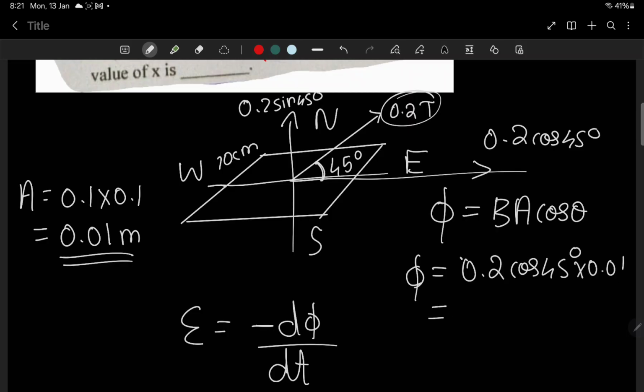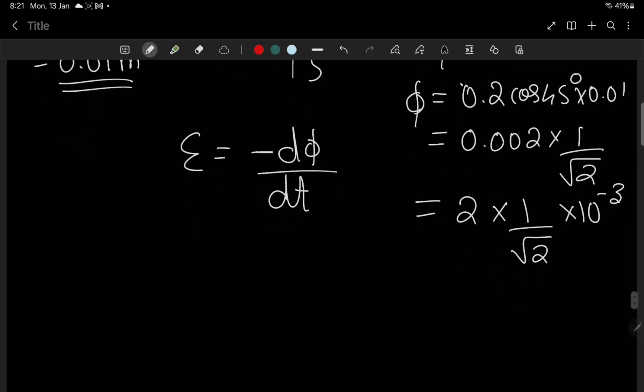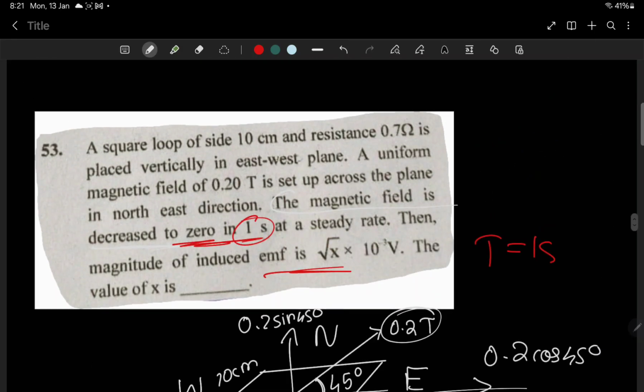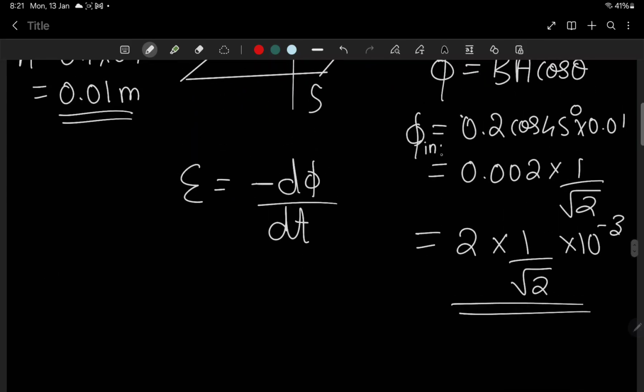So what is the phi here? Phi here is 0.002 into 1 by root 2. Right, or we can write it somewhat simply as 2 into 1 by root 2 into 10 raised to minus 3. Okay, we got the phi. Finally, the magnetic field is decreased to 0. So this is the initial flux. Now final flux is what? It is 0 because the magnetic field is 0.